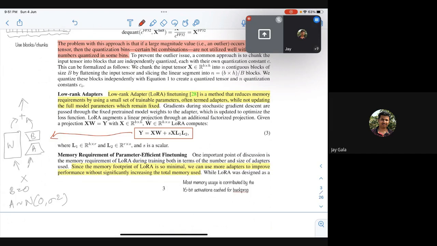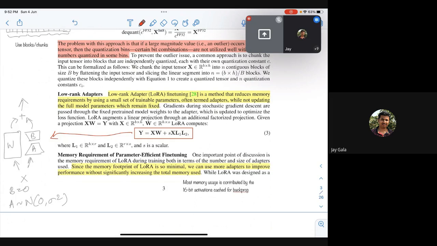In that setup, B is initialized as 0 and A is initialized with a normal distribution with mean 0 and variance sigma squared, that is, standard deviation sigma.